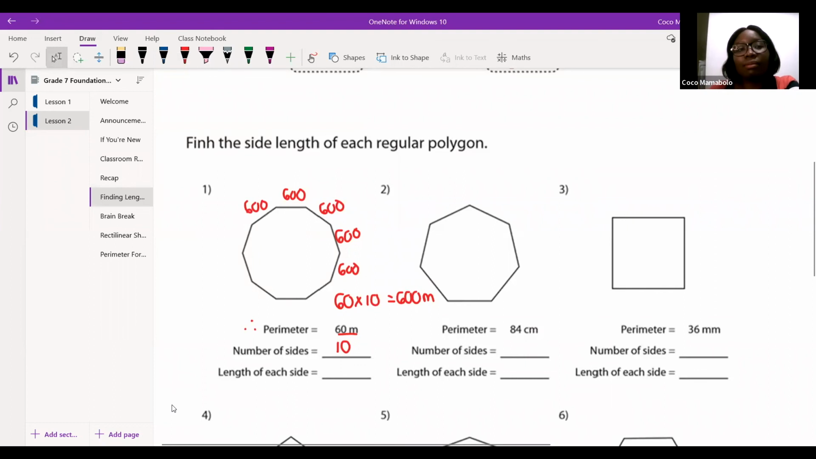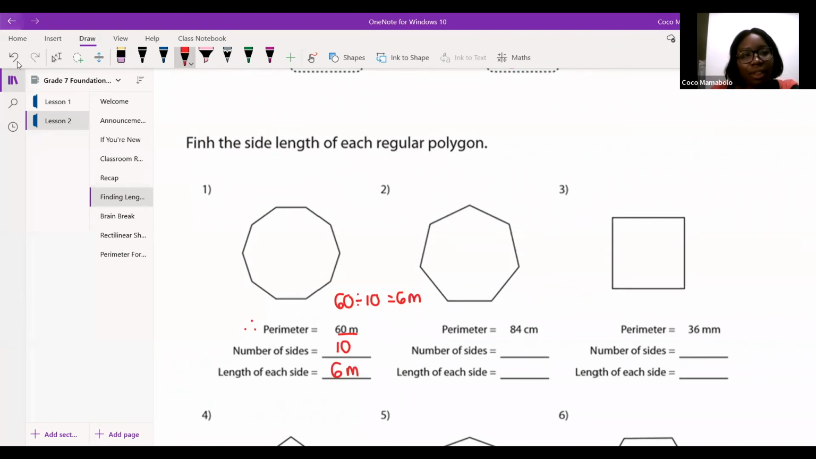Ma'am, it's supposed to be equal and it's meters. So I said 60 meters divided by 10 sides, which I got 6 meters. Excellent. That's exactly what we need to do, because remember, if they're all equal and they're 10 sides, instead of multiplying, we're going to divide. Well done, Maria. Excellent stuff. Very, very well done. It's a good catch there. 6 meters. 6 meters. Well done.